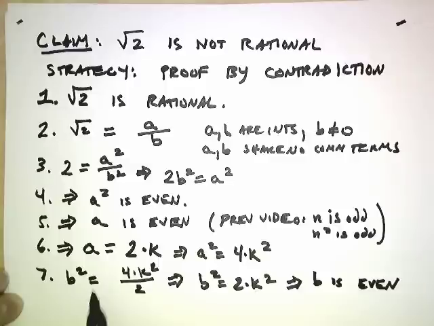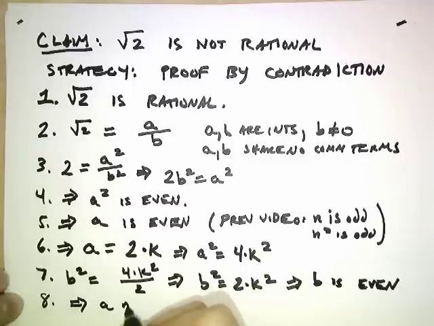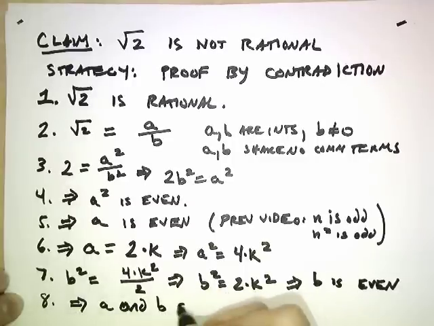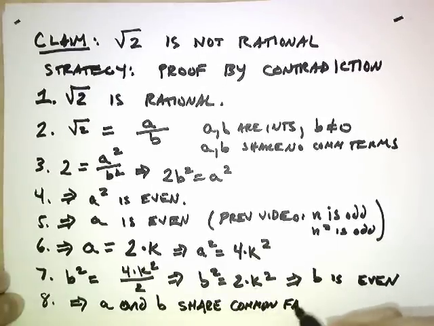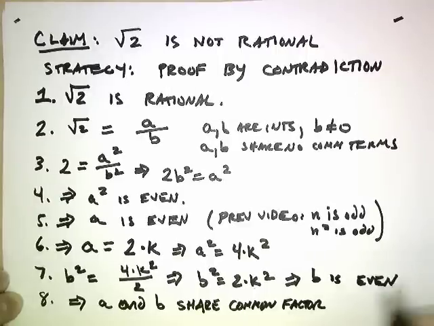So look at what we have written down here. In step 5, we have that a is even. In step 7, we've written that b is even. That means that we can conclude a and b share a common factor. What is that common factor? Well, it's 2. They're both even. a is even and b is even. That means that 2 divides both of them. And so that means that they share a common factor.